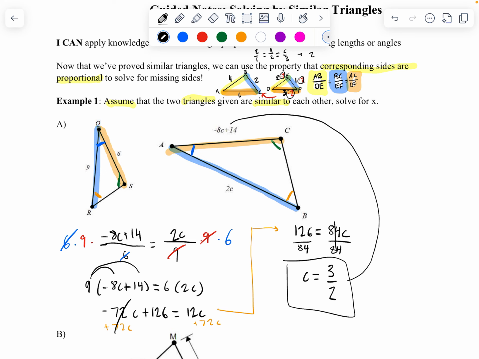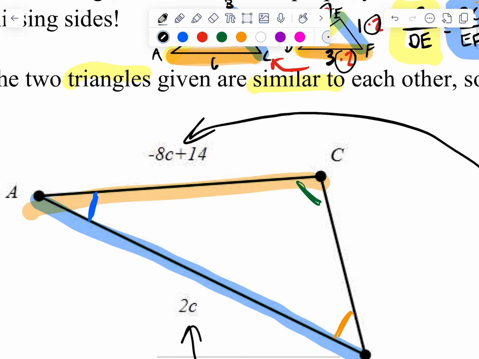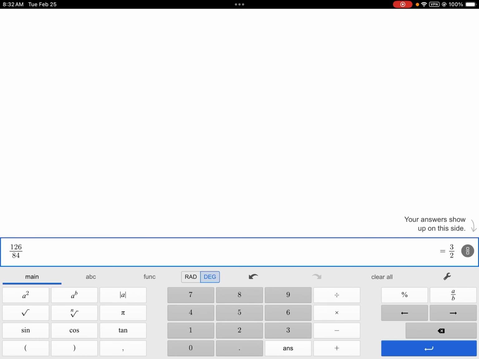We want to make sure that because we're working in geometry, when you plug that value back into anything that had a C, you're going to get lengths that exist, right? Remember, lengths cannot be negative or 0. So when we plug it in, negative 8 times a fraction, 3 halves, is going to give us 12, I believe. Let's double check it just to be sure.